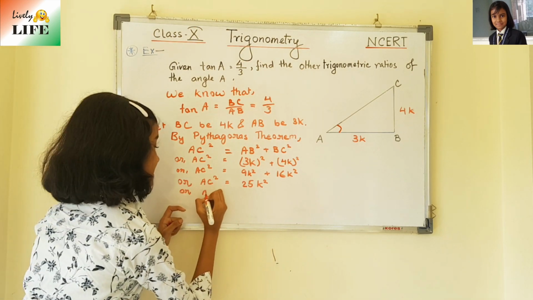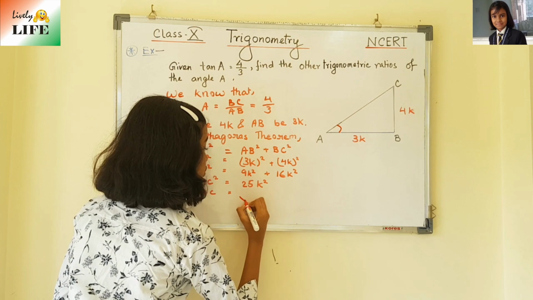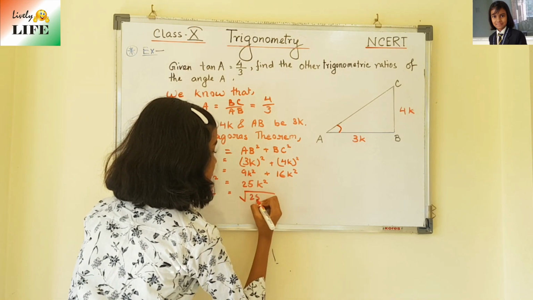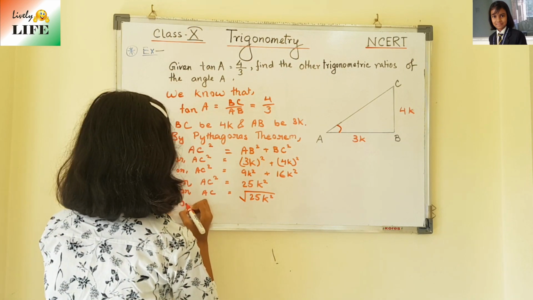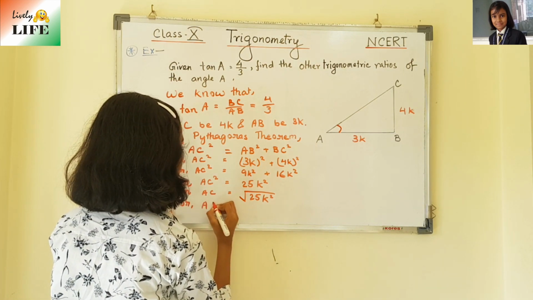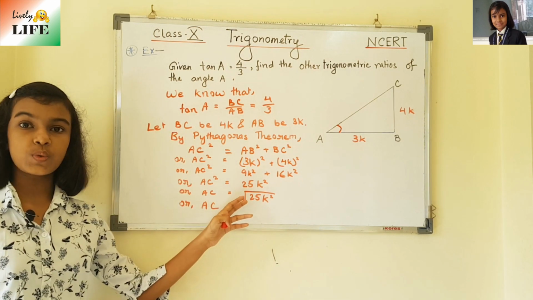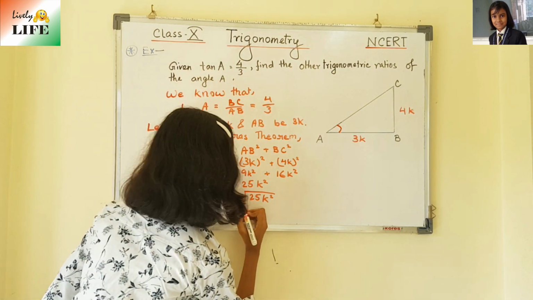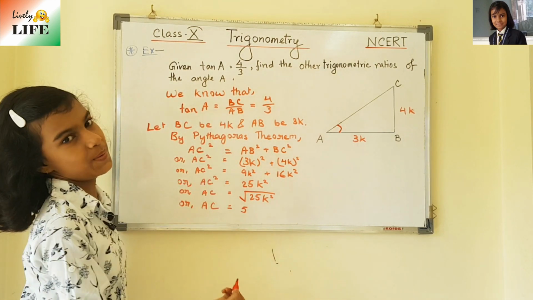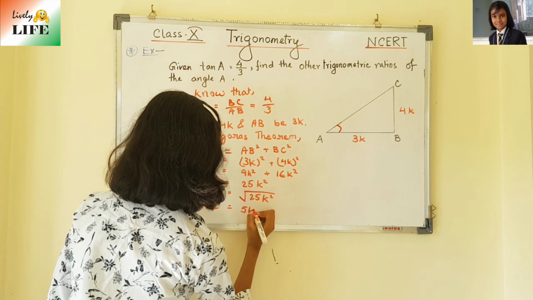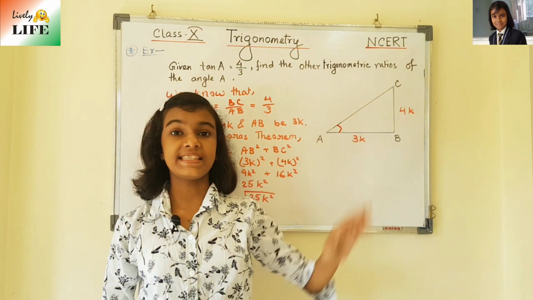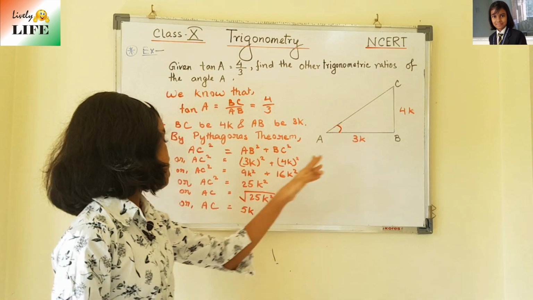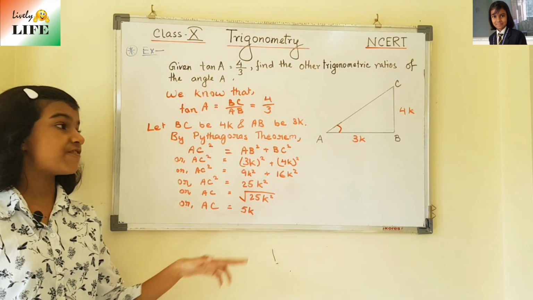Or AC is equal to root 25 K square, right? Or AC is equal to, what is root 25? Root 25 is 5. And what is root K square? Root K square is K. Thus, we now know what AC is. What is the measure of the hypotenuse? The measure of the hypotenuse is 5K.